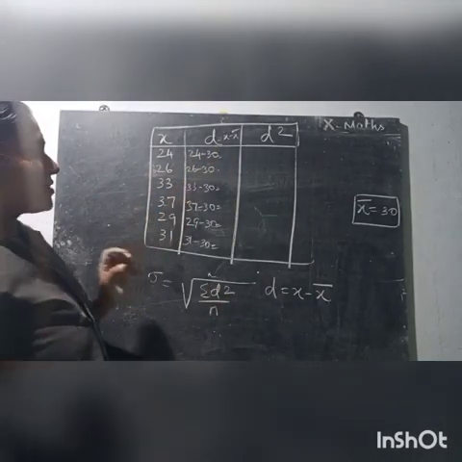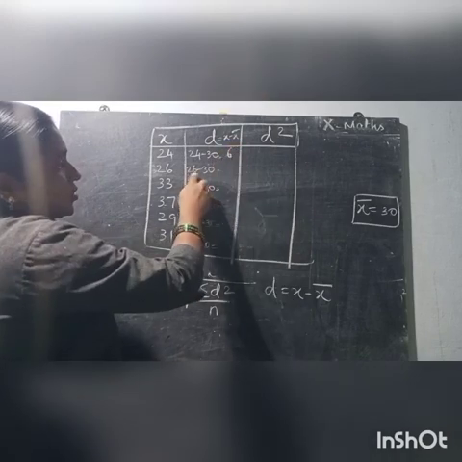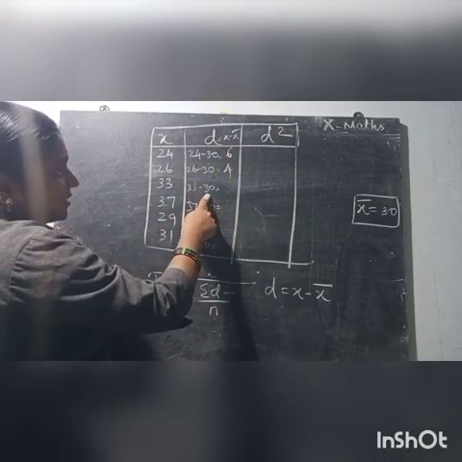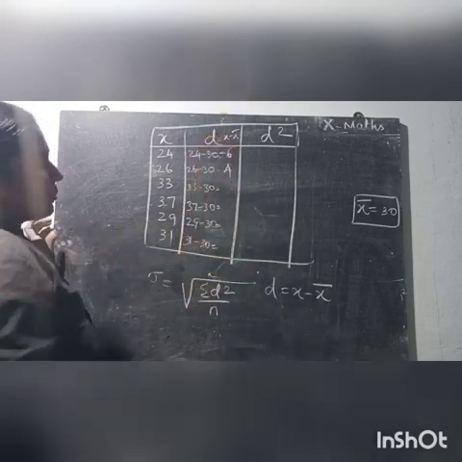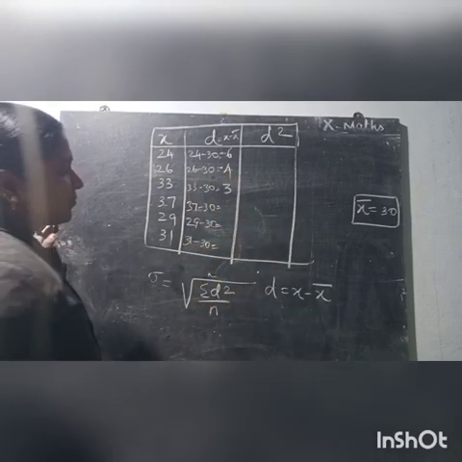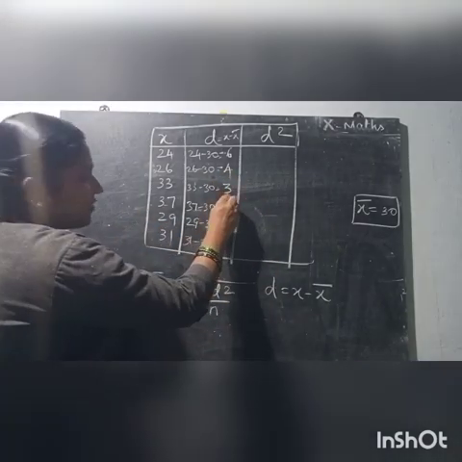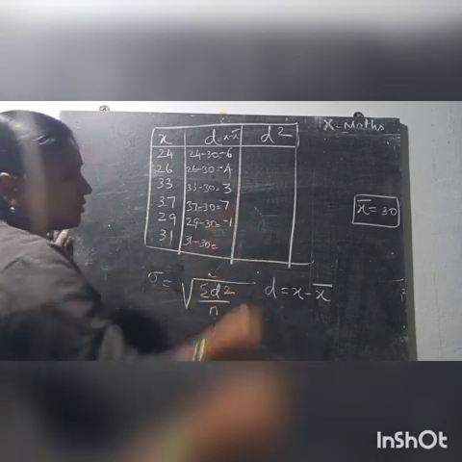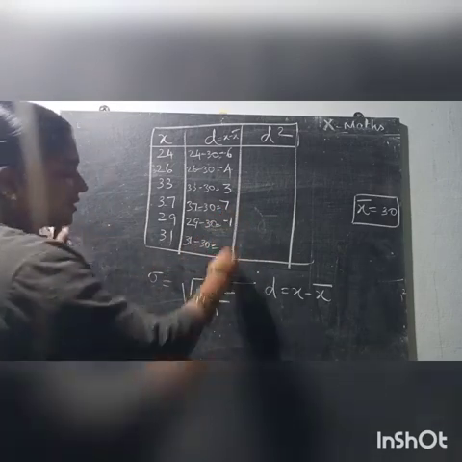So 24 minus 30 is minus 6. 26 minus 30 is minus 4. 33 minus 30 is plus 3. 37 minus 30 is 7. 29 minus 30 is minus 1. 31 minus 30 is 1.